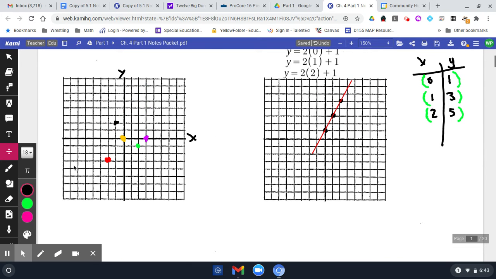Just as this point is not on this line, this point would not be a solution to this line, right? But these 3 points, as well as this point, would be a solution because it is on the line.